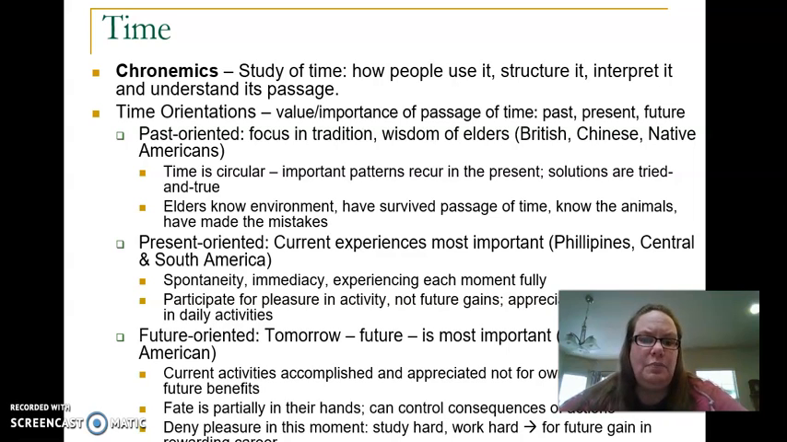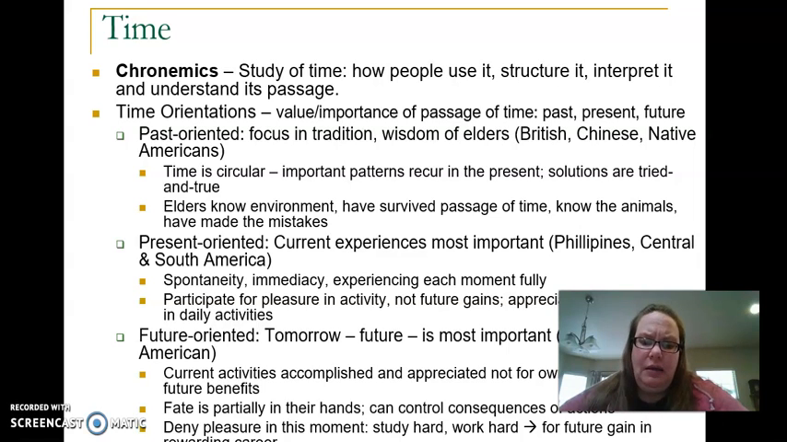Okay, so past oriented, we're focused on tradition and the wisdom of the elders. Present oriented, we're looking at things that are happening right now being the most important. And future oriented, the idea is that saving for the future or tomorrow is kind of the most important.